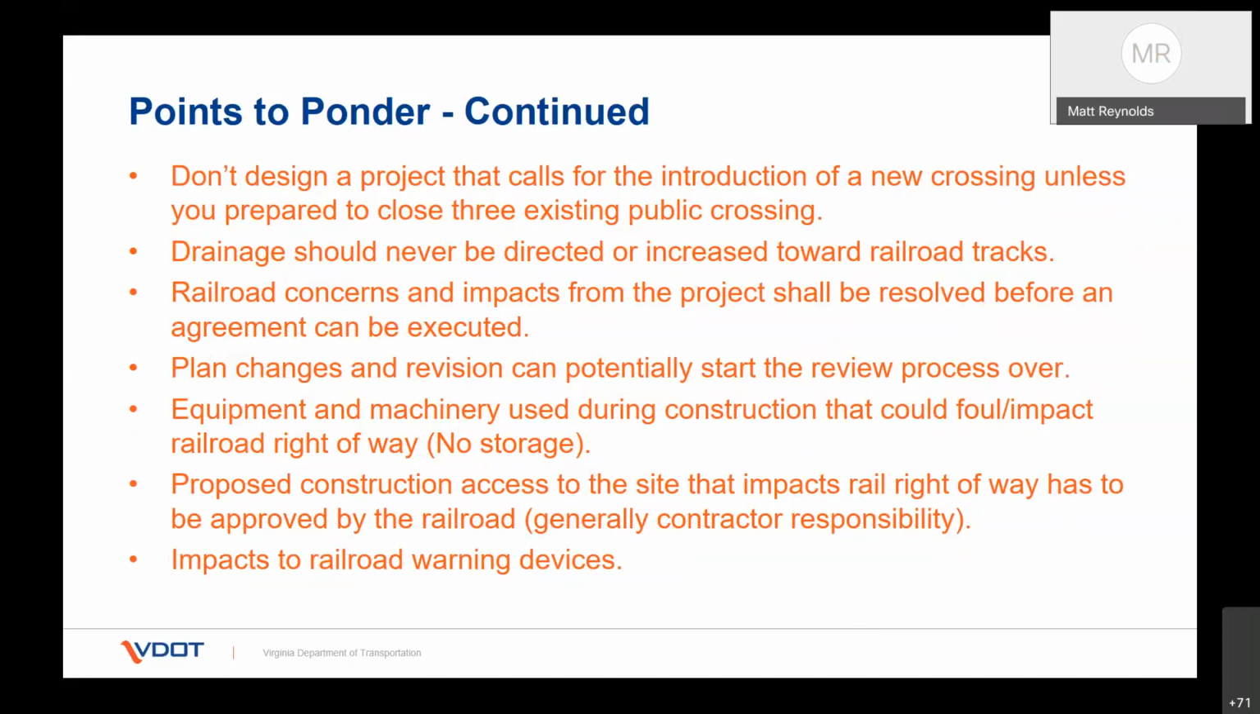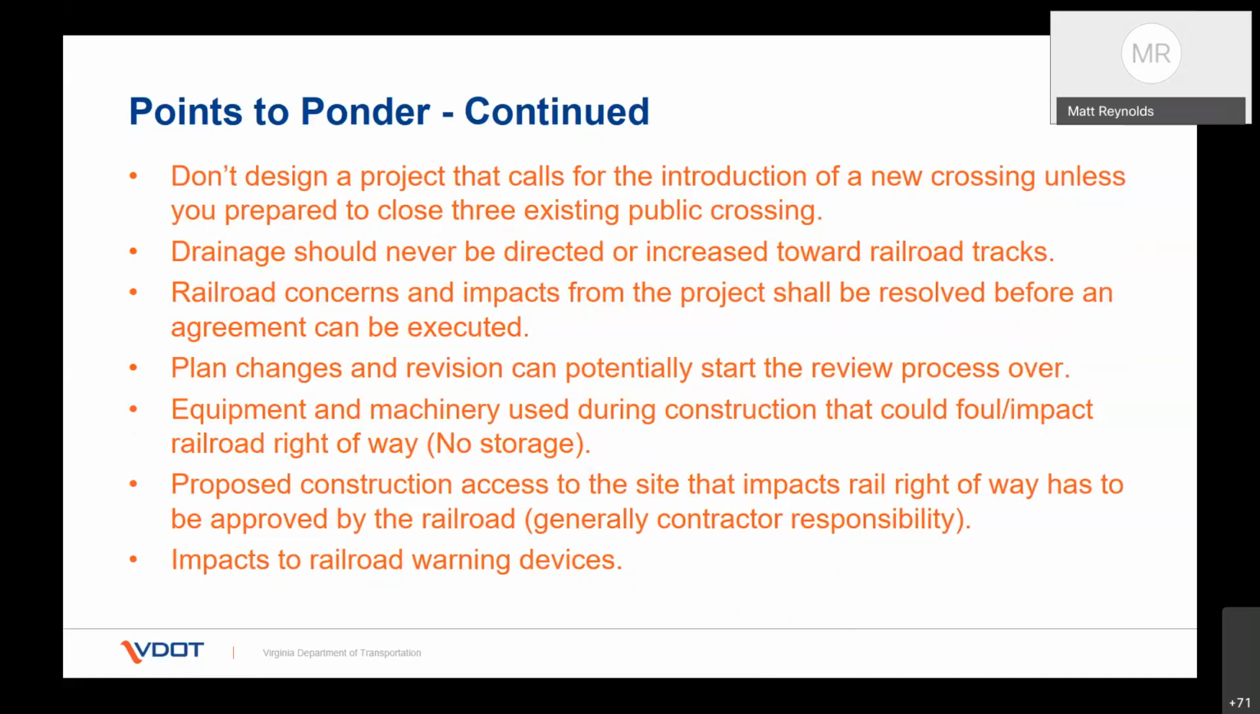Drainage should never be directed or increased toward railroad tracks. That doesn't mean a little. That means zero. That doesn't mean 0.08 increase in drainage. It means zero. We have had projects held up to solve this issue because they will not sign an agreement like this. And beware during construction, do not let a revision change that without having input from the railroad or making them aware. So let them review any drainage changes and make sure you get that approved up front as part of the agreement process.